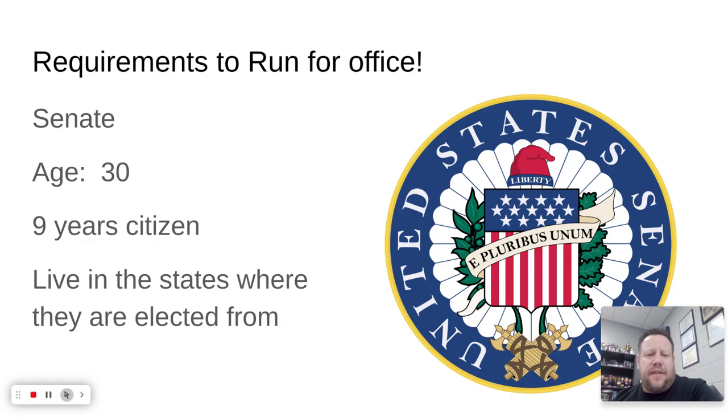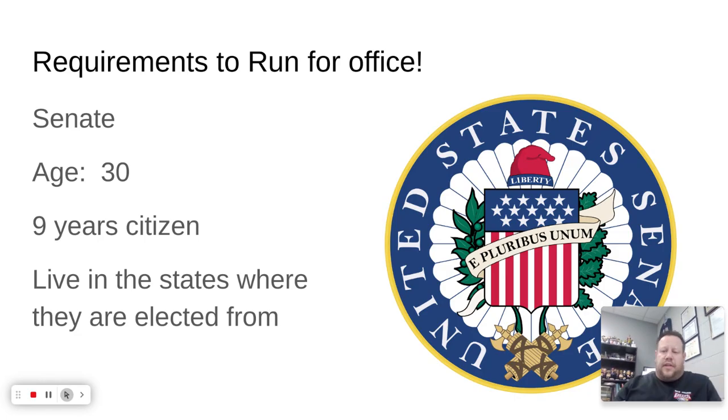In the Senate, it's a little bit different. You have to be 30, which we talked about earlier. You have to be a citizen for 9 years, so you can be a naturalized citizen, but at least for 9 years. And again, live in the state where you're elected from. That's why people make a big deal about it if you live somewhere else. Hillary Clinton moved to New York, so she could be a senator from New York, that kind of thing.